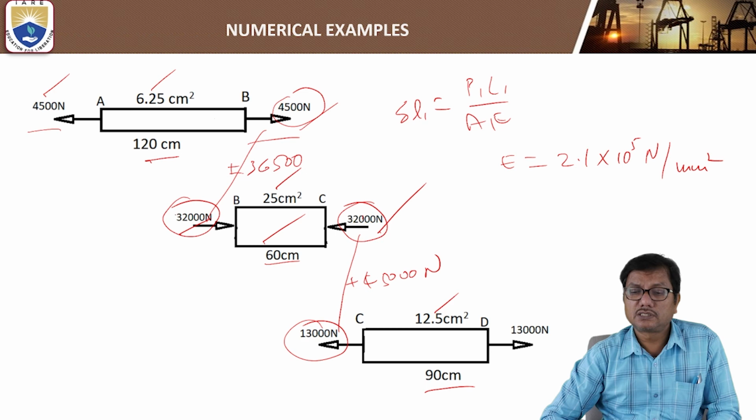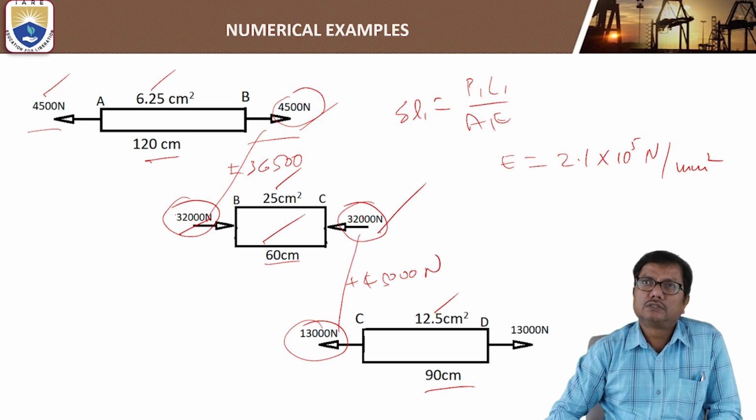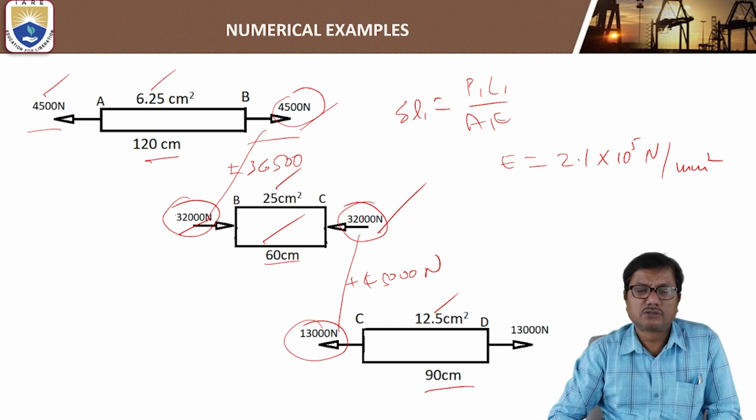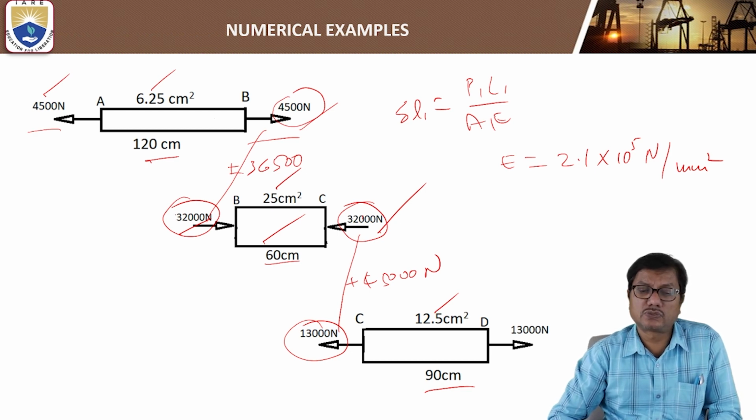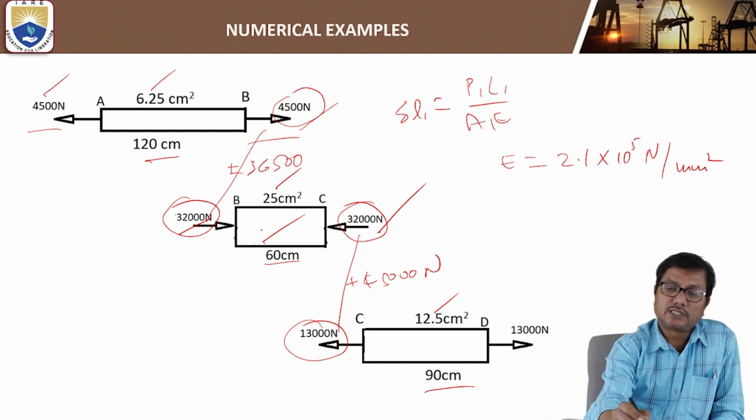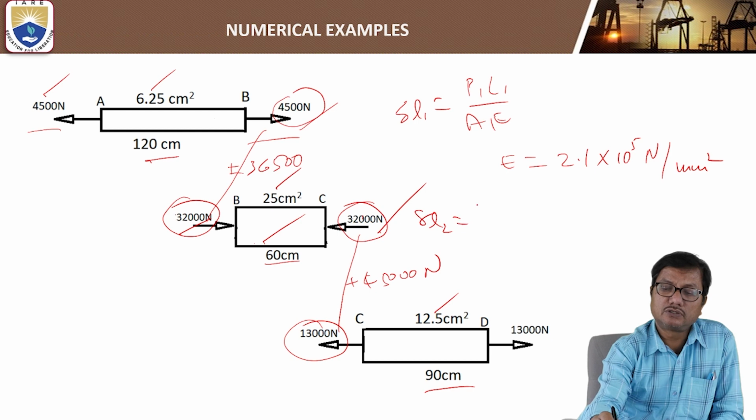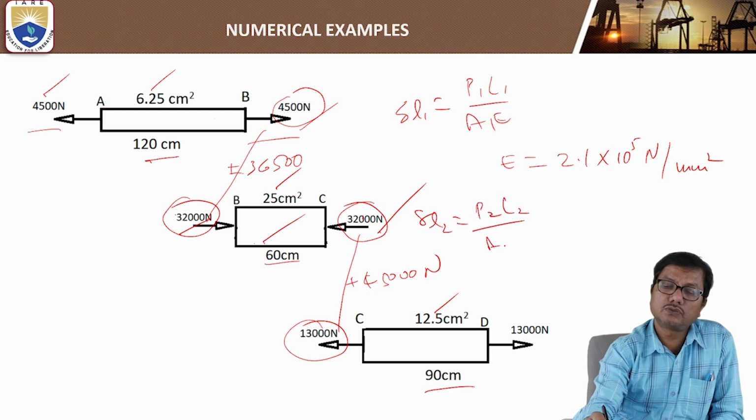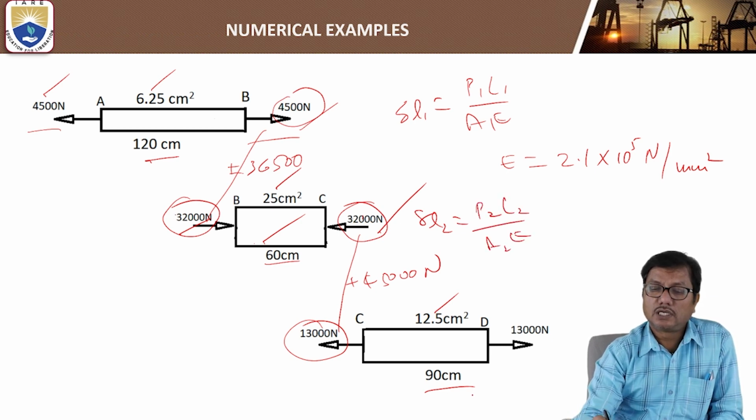So before substituting these values, you have to convert them into the same units. Here L is in centimeters, A also is in centimeter square units. So you first convert them into mm and mm square. Same is the case with delta L2, which is P2 L2 by A2E, and delta L3 is P3 L3 by A3E.